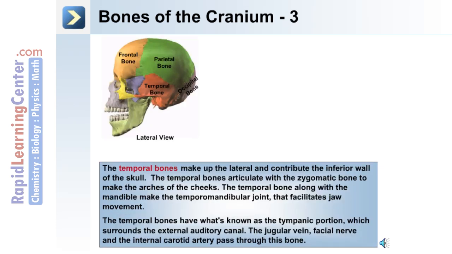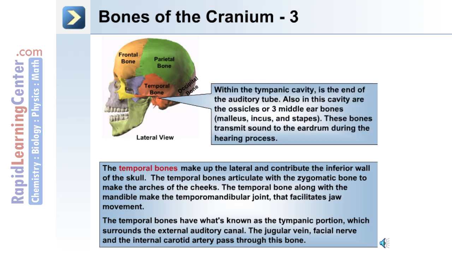The temporal bones make up the lateral and contribute to the inferior wall of the skull. These bones articulate with the zygomatic bone to make the arches of the cheeks. The temporal bone, along with the mandible, makes the temporomandibular joint, and this facilitates jaw movement. The temporal bones have what's known as a tympanic portion, which surrounds the external auditory canal. The jugular vein, facial nerve, and the internal carotid artery pass through this bone.